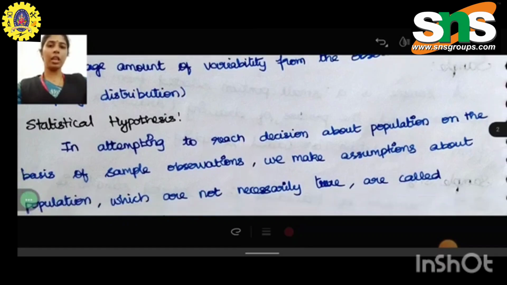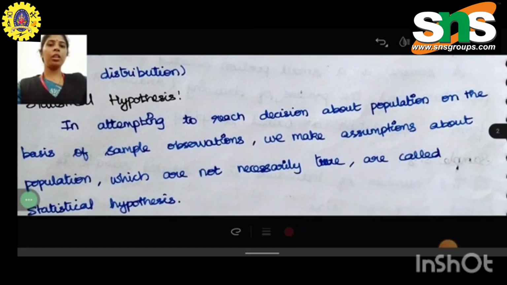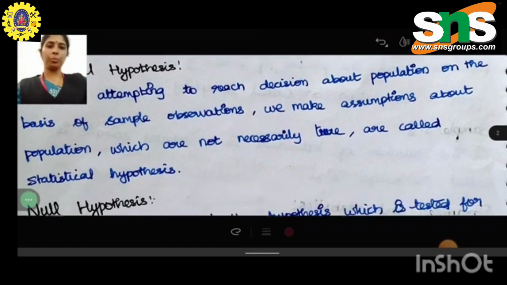The next is statistical hypothesis. In attempting to reach a decision about a population on the basis of sample observations, we make assumptions about the population which are not necessarily true, called statistical hypothesis. So before making an assumption, we used to take a null hypothesis and an alternate hypothesis. These both are just assumptions, so they may be true or may not be true.